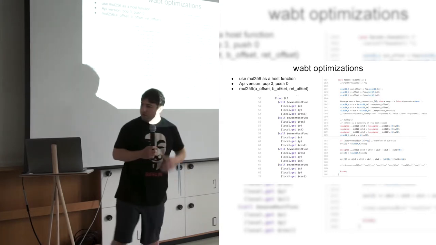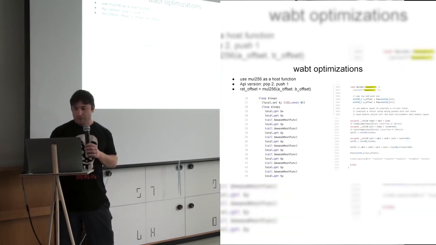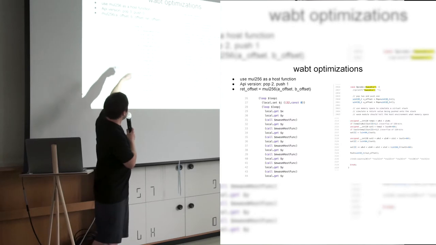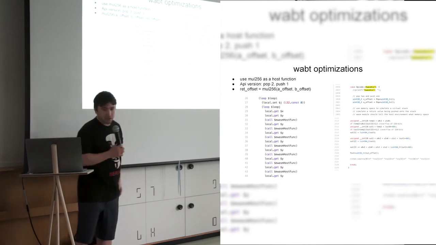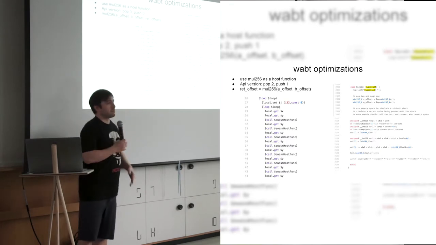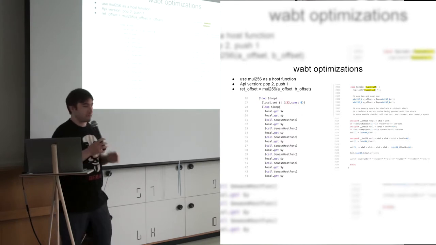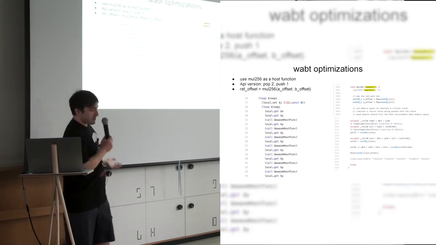So this made it faster, but it was still kind of slow. I guess the issue with this one was all these local.gets. When you look at the EVM bytecode, you don't have three gets and then a call, and then three gets and then a call. You just give mul, mul, mul, mul, mul. So in order to try to replicate that, we changed the API. It does the same operation, but the host function uses a different API, pop two, push one. And doing this made it even faster.